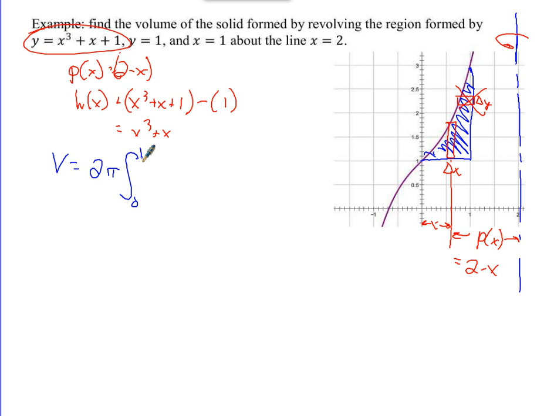P of x times h of x. So we have 2 minus x times x to the third plus x, and then the width of our representative rectangle, so delta x. Now what should we do? Definitely. You want to FOIL that. So V equals 2 pi integral 0 to 1 of what?